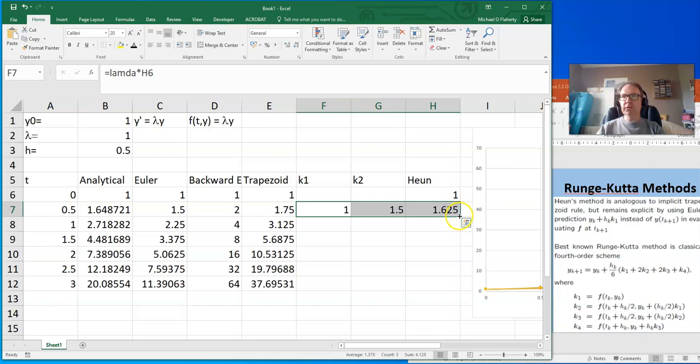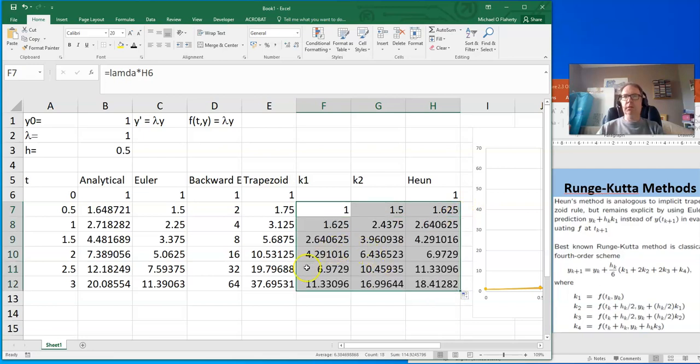So that involved three calculations, but now when we iterate that, the computer does it all. So we get, after 3 seconds, again 18.4 compared to 20.8. So it's much more accurate than any of the others.